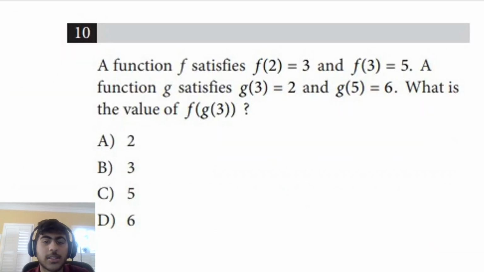Let's do our last question of this set. A function f satisfies f of 2 equals 3 and f of 3 equals 5. A function g satisfies g of 3 equals 2 and g of 5 equals 6. And we're asked for the value of f of g of 3.